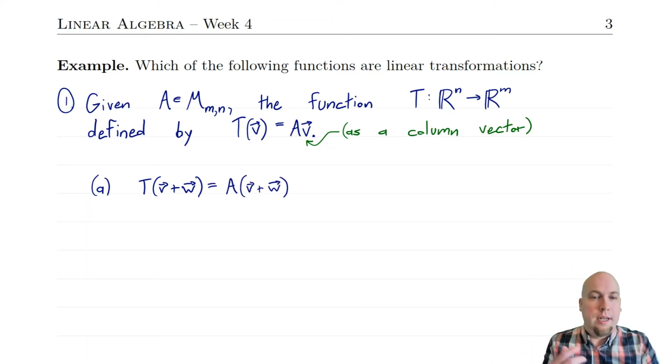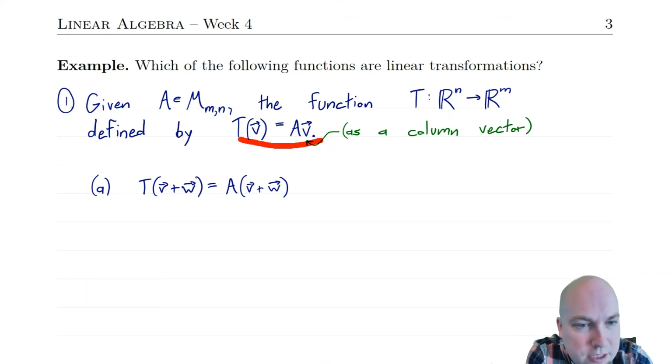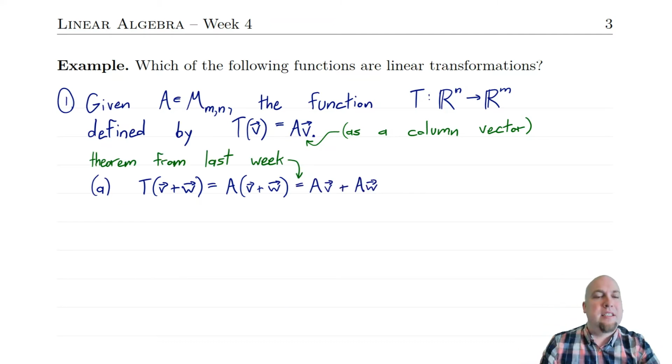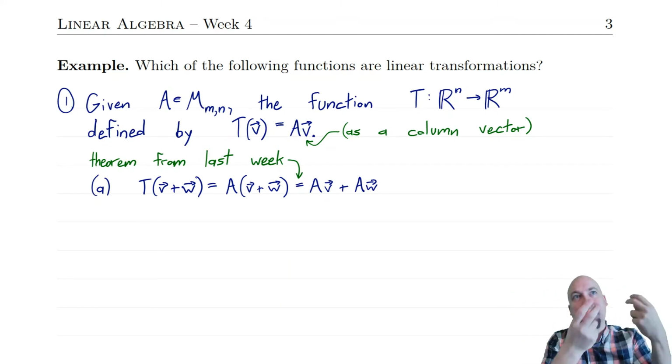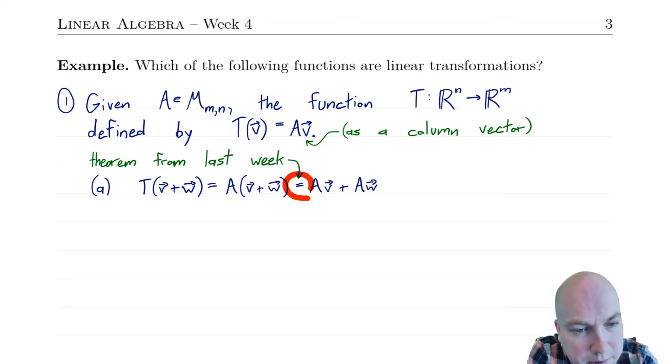T of V plus W, just by definition, just plug in the definition of your linear transformation, equals A times V plus W. Great. Now this is a matrix multiplication, and last week I learned all sorts of things about matrix multiplication. In particular, it has left distributivity. We had a theorem that said if you have a matrix A times B plus C, you can split that up as AB plus AC. That's the theorem I'm using here, a theorem from last week. I can split this up as AV plus AW.